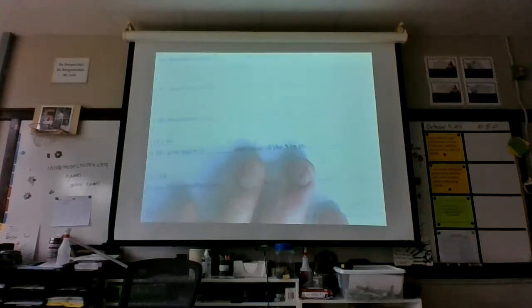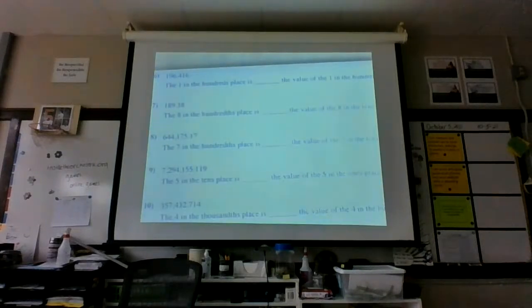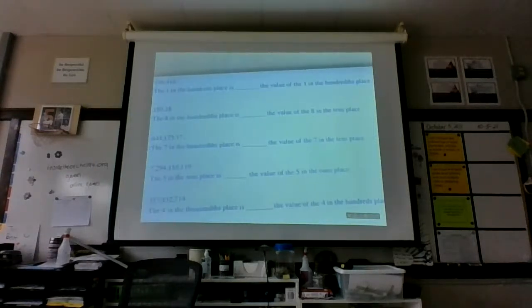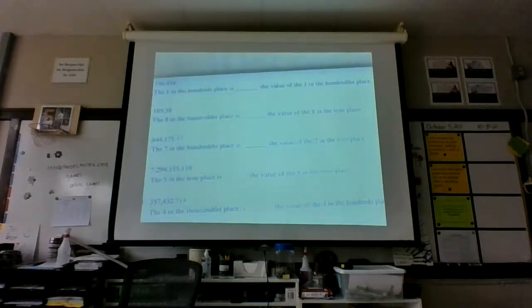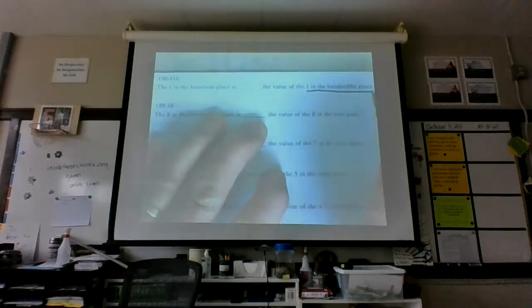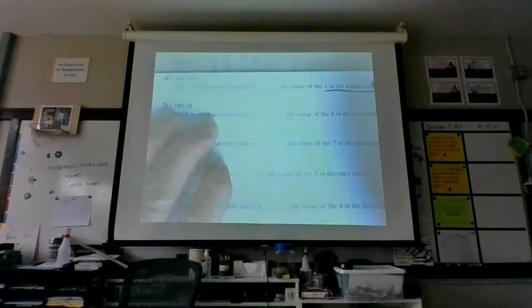I just did it. Okay, let's take a look at this. In this problem, I'm going to make this screen a little bit smaller. We need to read the question to understand what they want us to do. It says the 1 in the hundreds place is blank the value of the 1 in the hundredths place. We want to figure out which one gets mentioned last, and it's this one right here. So we want to start there. Now we have to know, circle the THS on hundredths.